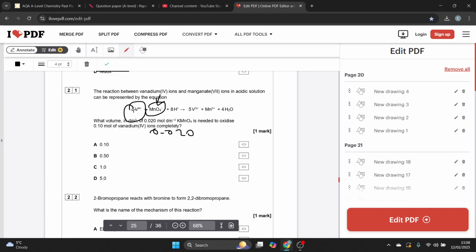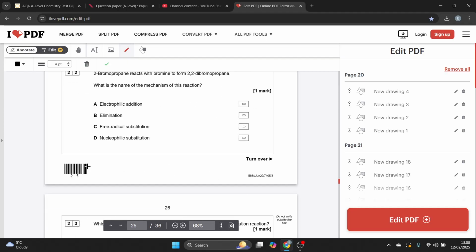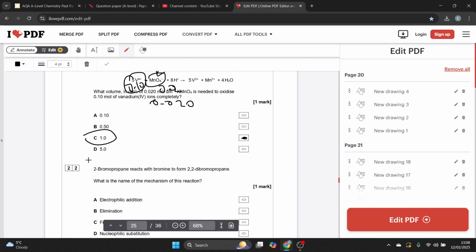And then it's going to be 1, because I've got 0.10 moles of vanadium ions. Then I divide that by 5, I've got 0.020, 0.02 here. What volume is needed to oxidize it? I'm going to do 0.020 divided by 0.02. That's 1. So 21C.